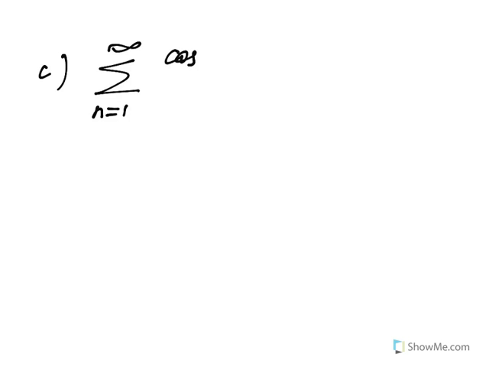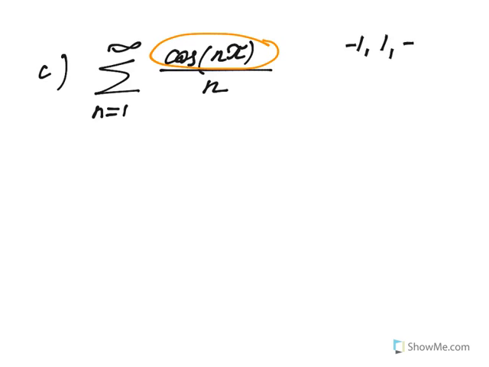Now, part C, the sum from n equals 1 to infinity. Now it's cosine of n times pi over n. First of all, look at this part right here. When n is 1, you plug in 1, you get cosine of pi, which is -1. Then when you plug in 2, you get cosine of 2 pi, which is 1. Then you plug in 3, you get -1, and then 1 again, and so on. So you can tell that we're dealing with an alternating series. So in that case, you need to check those two conditions.